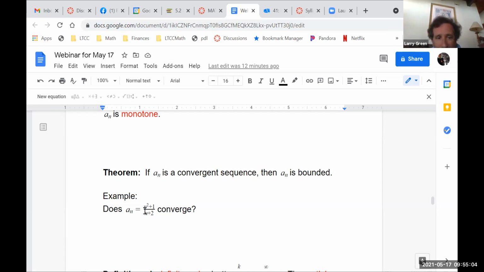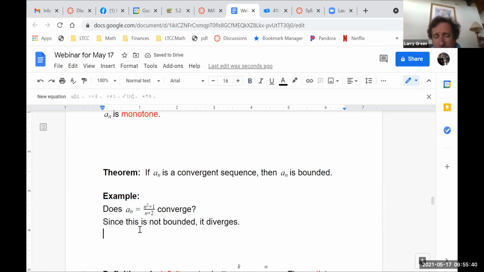Okay, and you look at this, and you realize this is not bounded, right? As n gets large, this gets larger and larger. Do you see that? And it's linear large, so it doesn't peter off or anything. So since this is not bounded, it diverges. Any questions on the example?